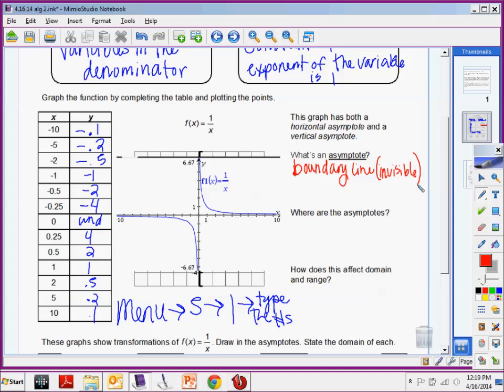Okay, so what's an asymptote? It's a boundary line. What it is saying is that the function will approach it, but it's smart enough to know it shouldn't cross. Do we put what it's more? No.